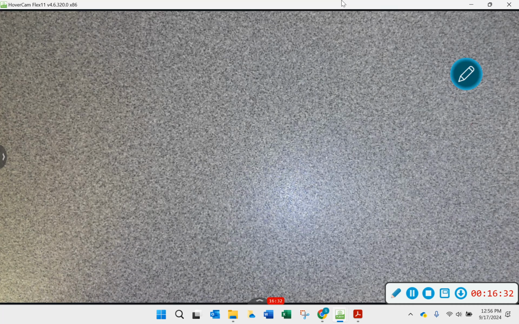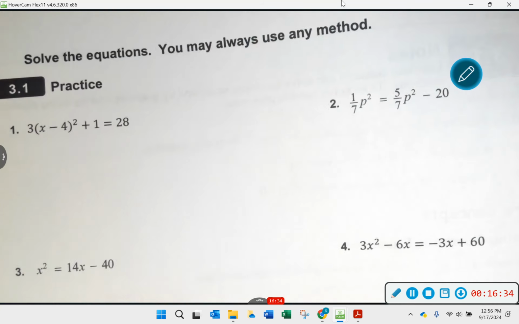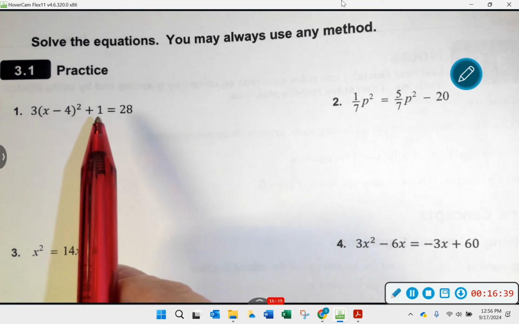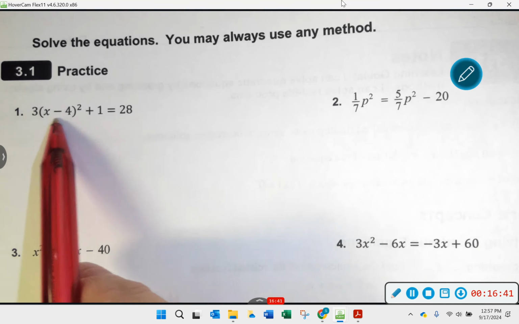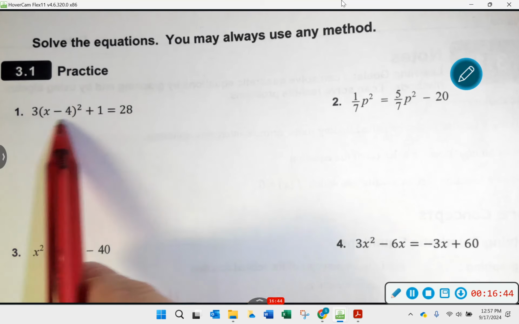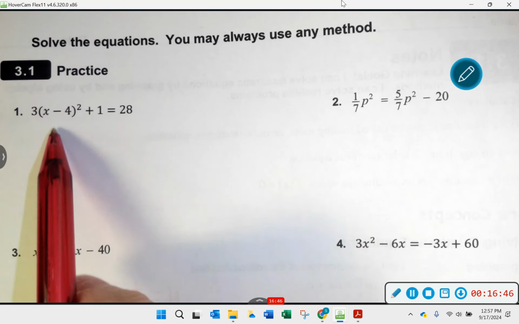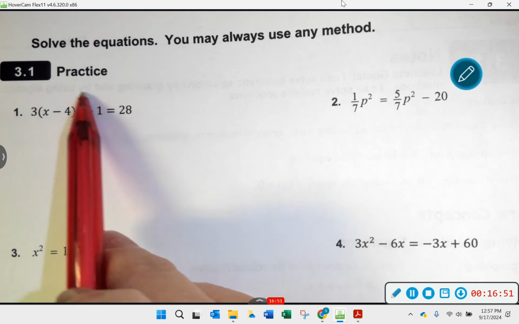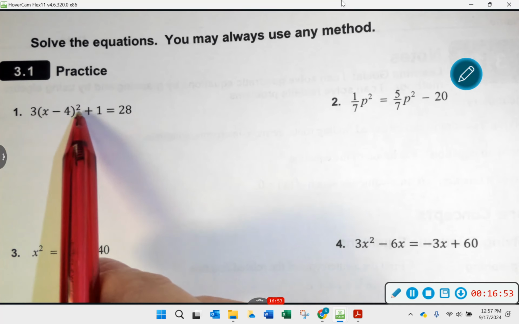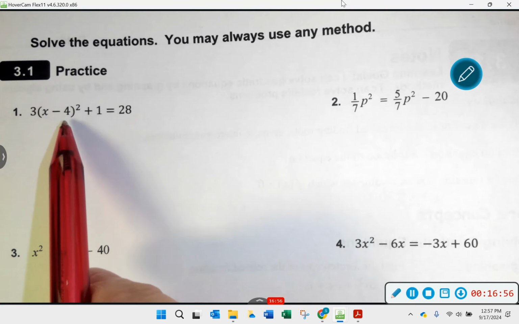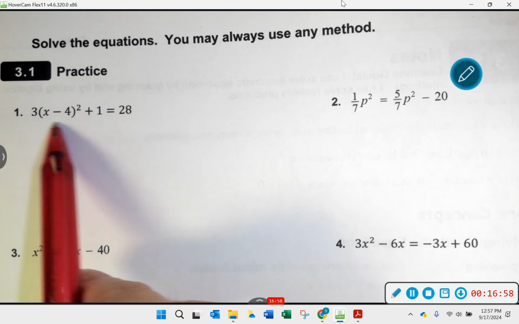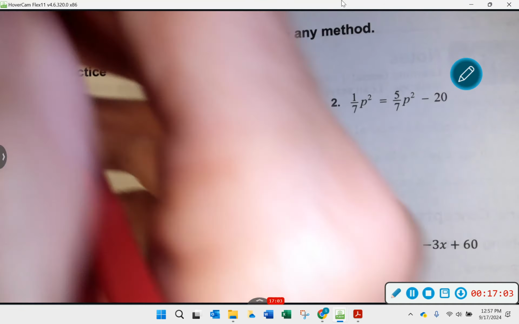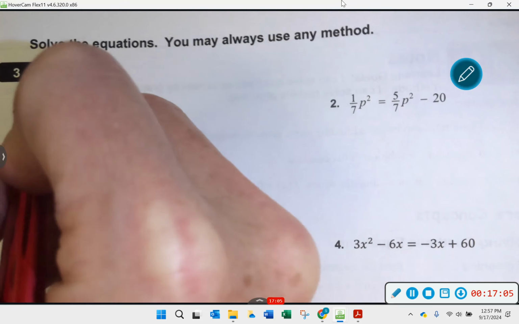So these are practice problems. You can always solve using any method, but we want to solve using the best method. Do you see how we have this quantity squared? When we have this quantity squared, it means we're probably going to use square roots. So I want to get this all by itself so I can square root it. So what does that mean I'm going to do? Helen, how can I start getting this by itself? Yep, I'm going to subtract 1 from both sides.